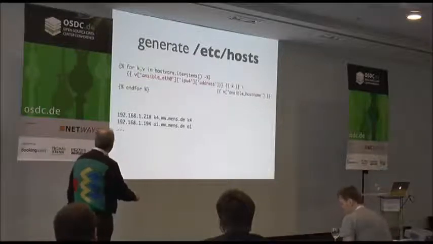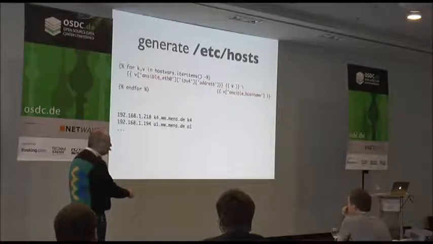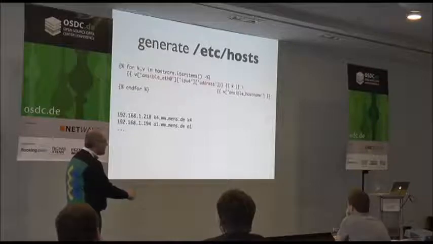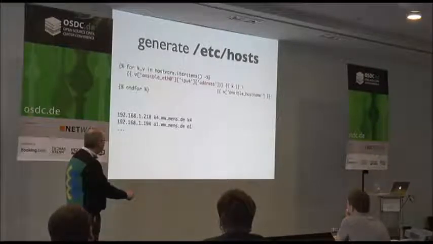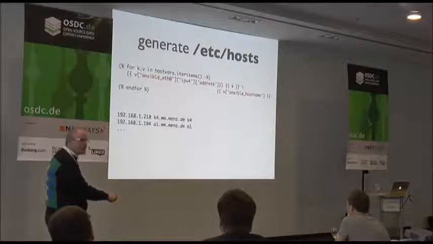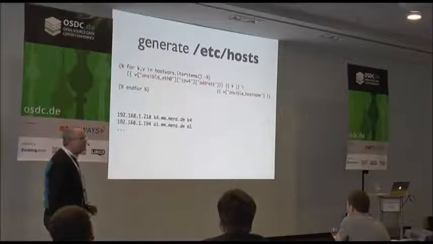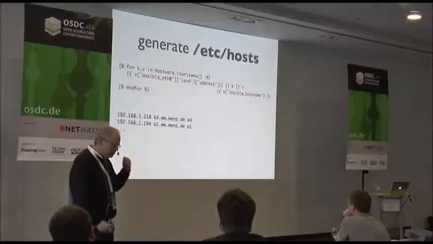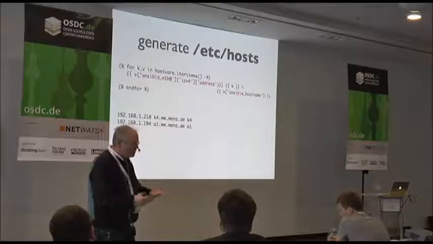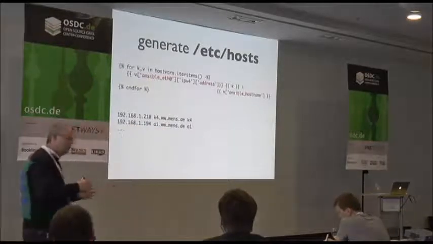So we iterate through these host vars and grab Ansible Ethernet 0 interface and the IPv4 address of that, and replace it by the Ansible host name. Output Ansible host name and the key. So the result is a list of IP addresses, fully qualified domain name, and short name. Like an /etc/hosts file. Not that this is practical, but I wanted to demonstrate that.